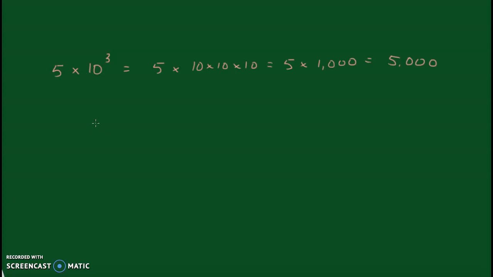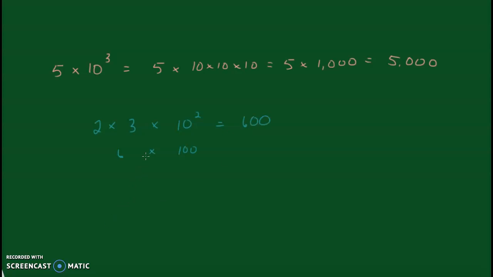And let's do 2 times 3 times 10 to the second. So 2 times 3 is 6. 10 to the second is 100. So let's write this down. 2 times 3 is 6. 10 to the second is 100. So that gives us 6 times 100, or 600.